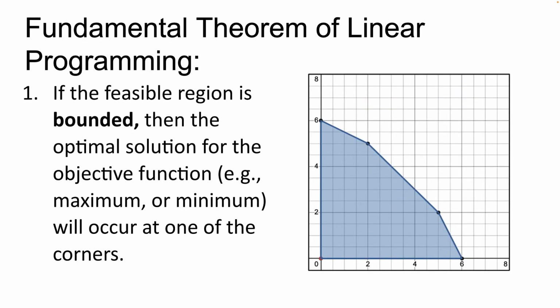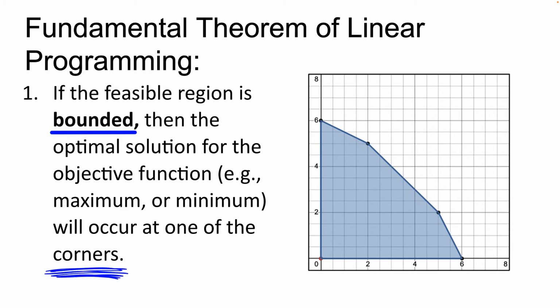To determine our solution to a linear programming problem, we use what's called the fundamental theorem of linear programming. There are 2 parts to this theorem. The first part says if the feasible region is bounded, then the optimal solution for the objective function, the maximum or the minimum, will occur at one of the corners.